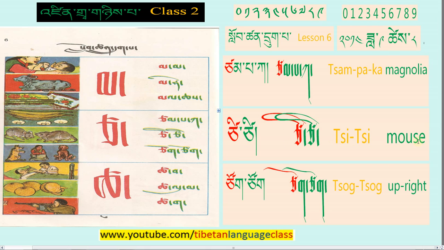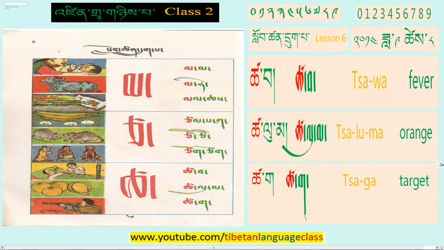Zi, meaning mouse. And then the next example is zanaro zokha zok, zok. Zok, meaning upright position. And then the next example is for the letter ca.